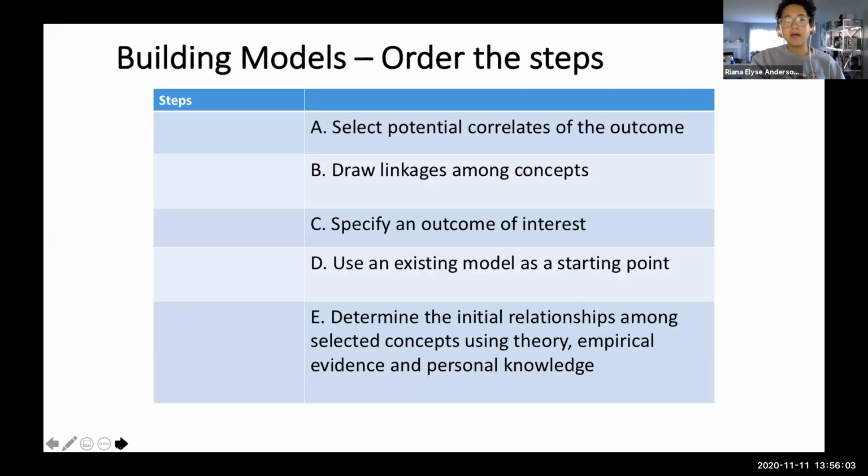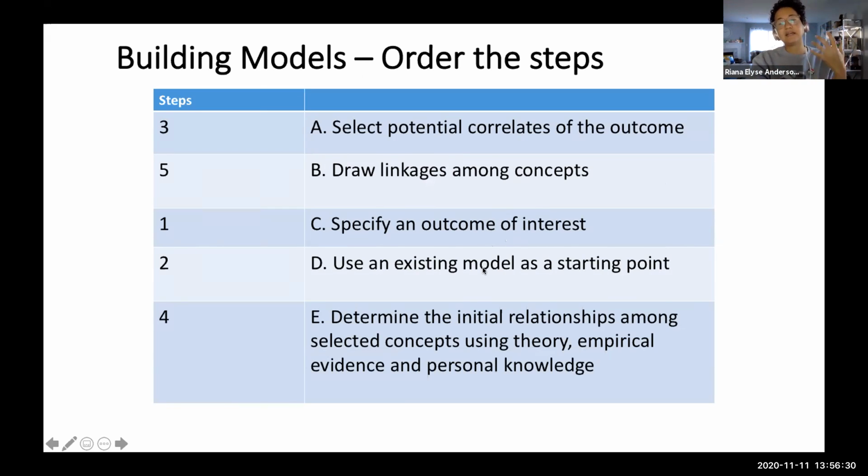We also had the building models order the steps from before. Just because we're coming up on time and I want to make sure that we have enough time to practice some of these things, I'm going to drop this back in here so that you can see the order of the steps. The first thing that you want to do is specify the outcome of interest, your why, right? So your why is the thing that you want to understand and do something about. So get your outcome of interest or your why in your head.